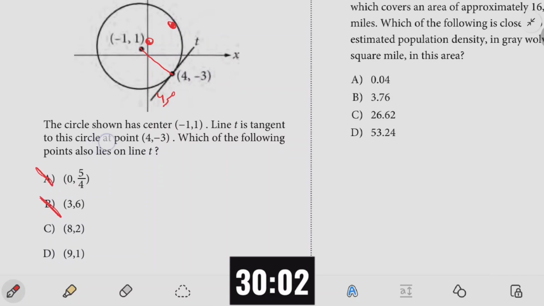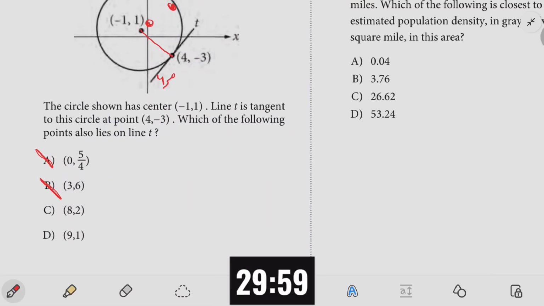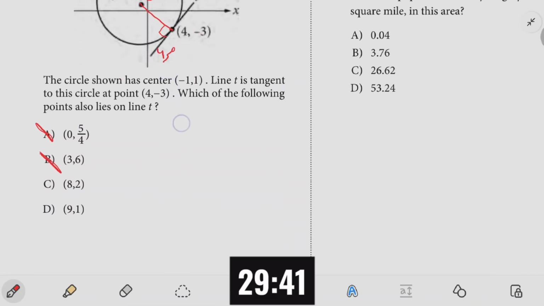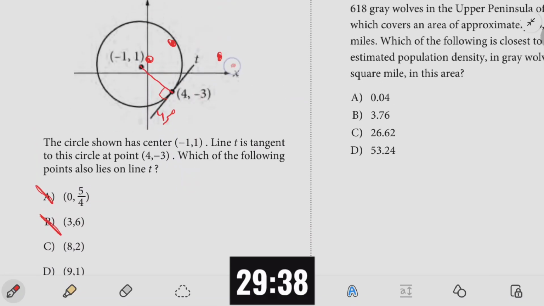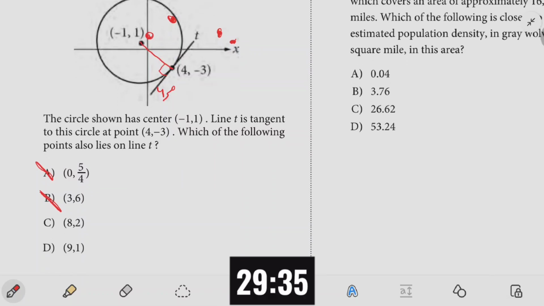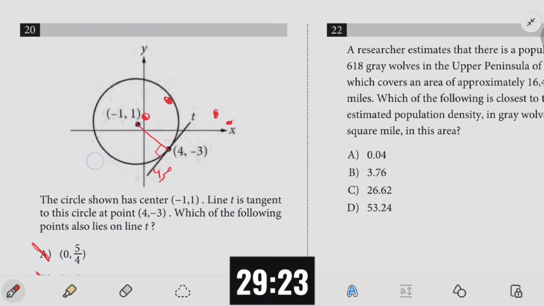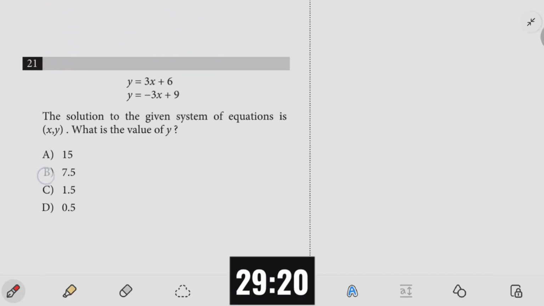8, 2. Oh, well, I mean, I guess I could. No, I'm not gonna go through all that. 8, 2 will be somewhere like right here. Maybe a bit higher. 9, 1 will be somewhere like here. I feel like 8, 2 has greater potential. I have to find the slope, but I don't want to do all that. So I'm gonna go with 8, 2. We're gonna come back to this one and make it if we have extra time.